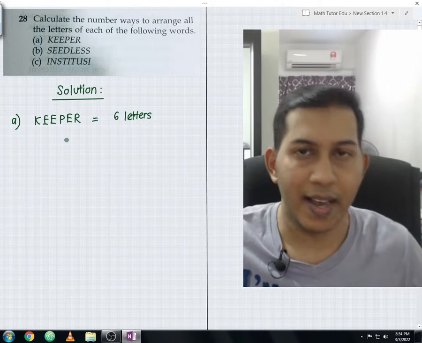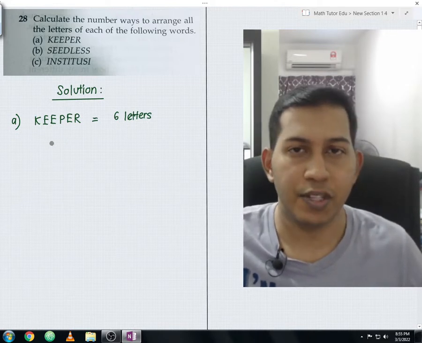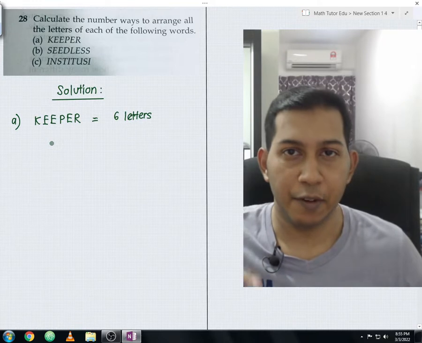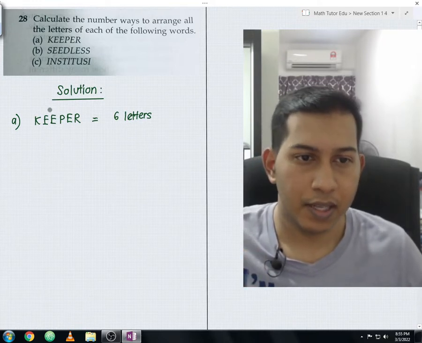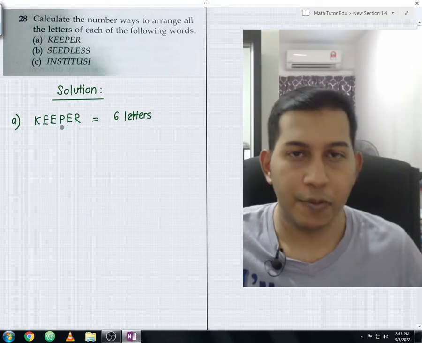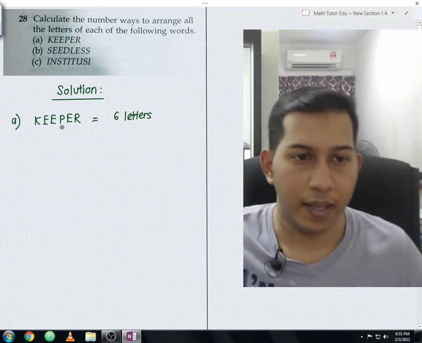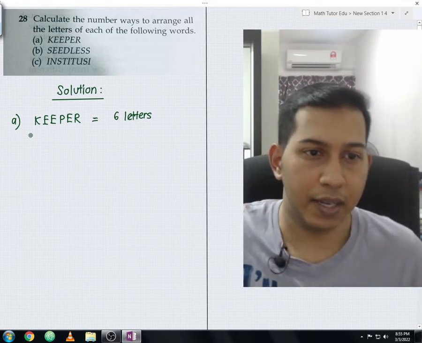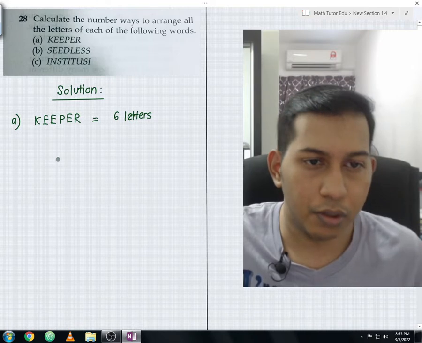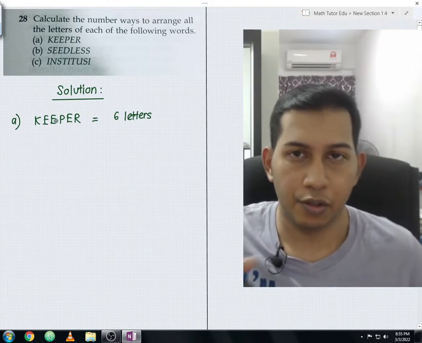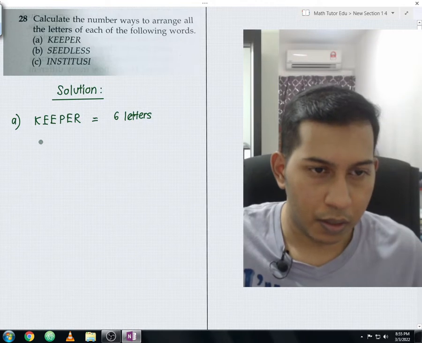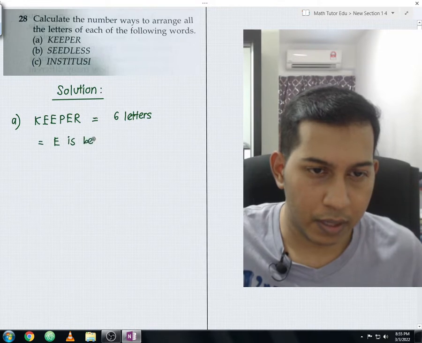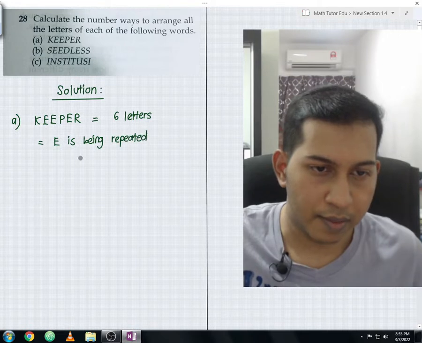The next step is to calculate how many letters are repeating. But before that, you need to identify which letter repeats. In this case, letter E is the one which is repeating. Once you identify it, calculate how many times it is repeating. So 1, 2, 3. So letter E is repeating 3 times.